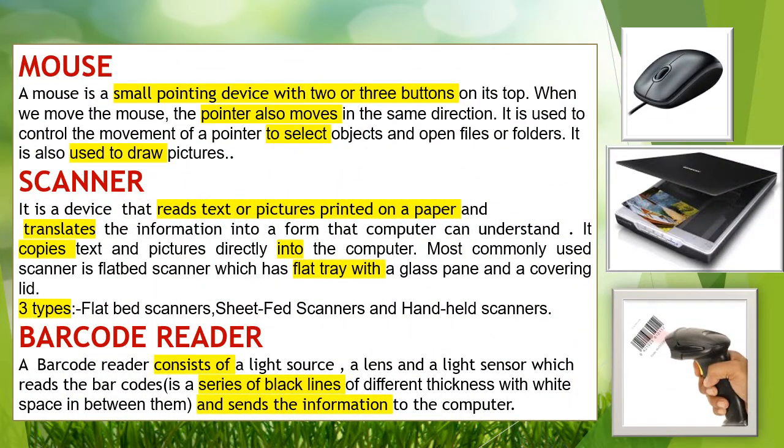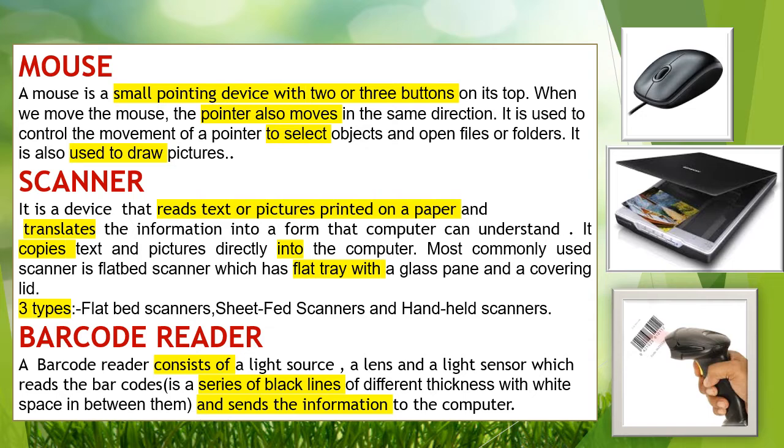The next input device which you have to study is mouse. It's a small pointing device with 2 or 3 buttons on its top. When we move the mouse, the pointer on your screen also moves along with it. Control of this movement is used to select objects, and it will help you to open files and folders also. It also helps you to draw pictures. So these are the 5 points which you have to study.